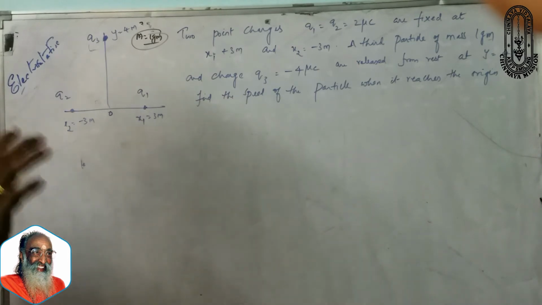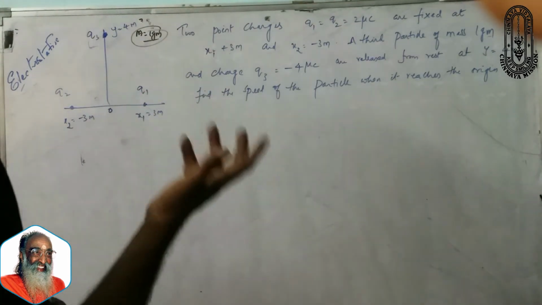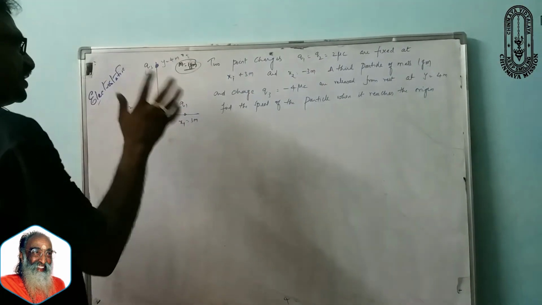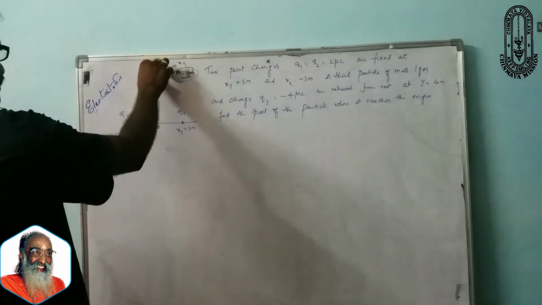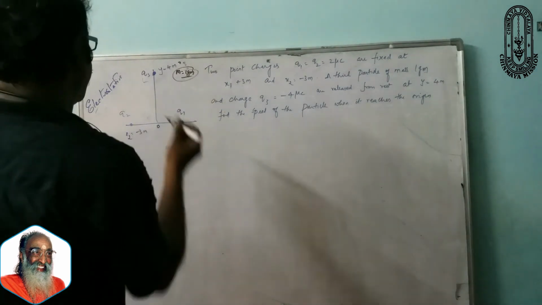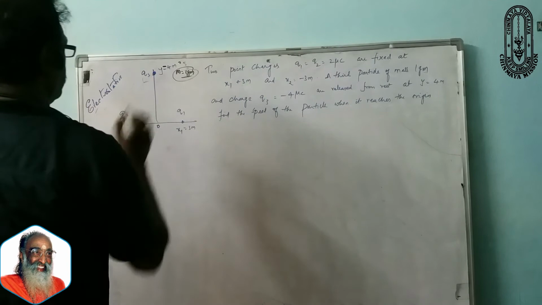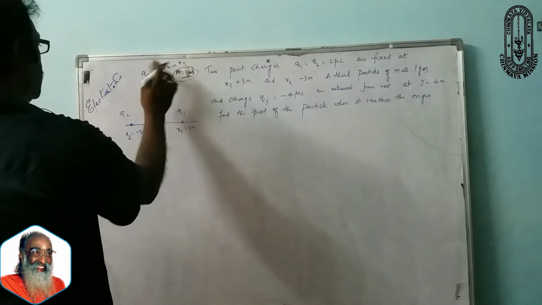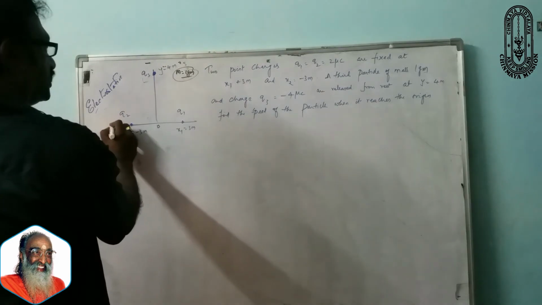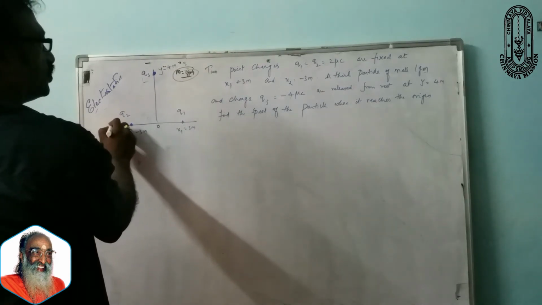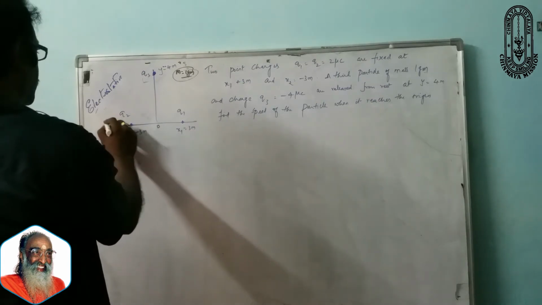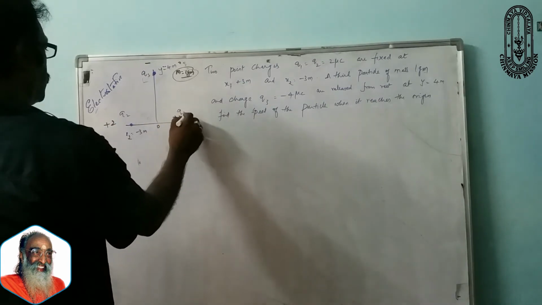So now we have to find, they are not asking you what is the potential energy of the system or something else. Here you have to find the speed of the particle when it reaches the origin, if it is released. So Q3 is minus, this is minus, this is plus. x1 is 3 meter and the charge of this is 2 microcoulomb. This is plus and this is plus 2 microcoulomb, isn't it?